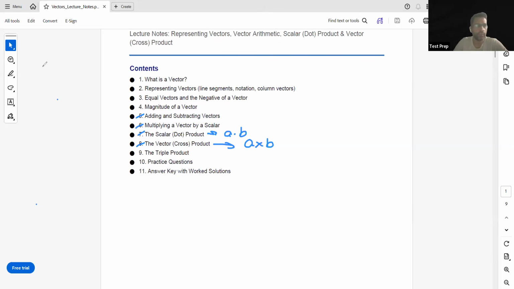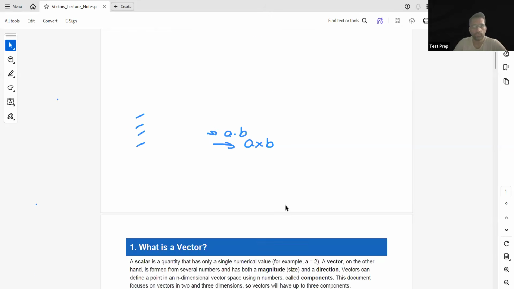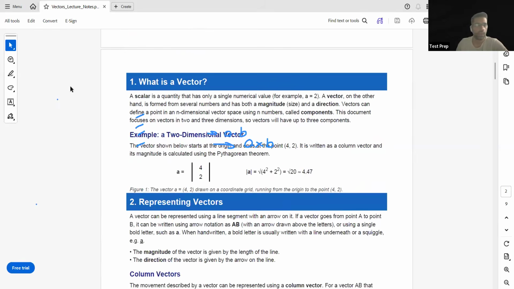So what is a vector? Now this is the definition.